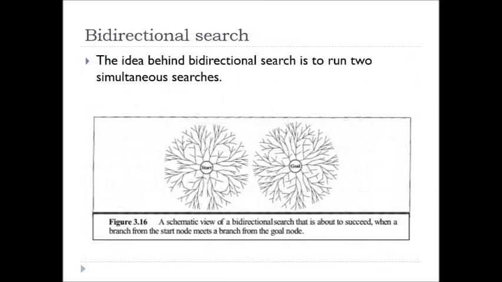Bidirectional search. The idea behind bidirectional search is to run two simultaneous searches, one forward from the initial state and the other backward from the goal, stopping when the two searches meet.